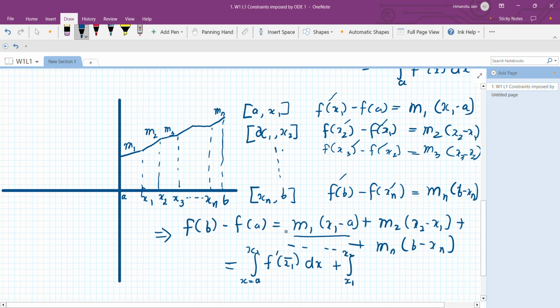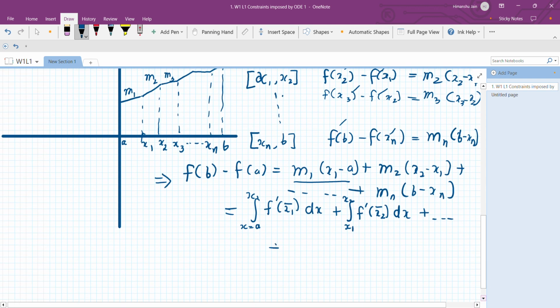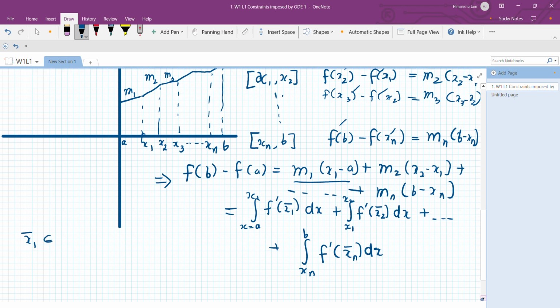Then the integral from x1 to x2 of f dash, and so on, up to xn to b of f dash (xn) dx, where this x1 bar belongs to the interval a comma x1, because actually it should be the open interval a comma x1, but we don't care much about this. We can take x1 bar to be in the closed interval a comma x1 even though the function is not differentiable at point x1, so we don't care about it, at least for the current discussion.